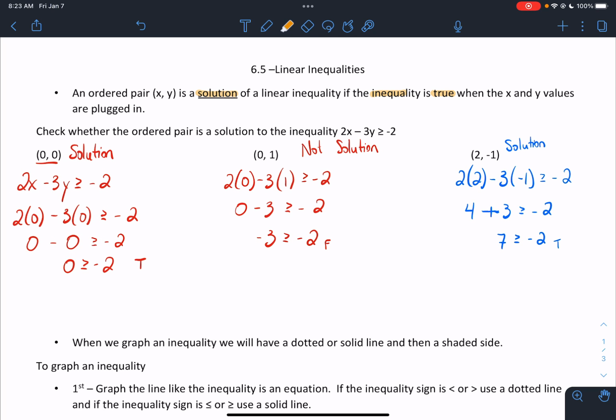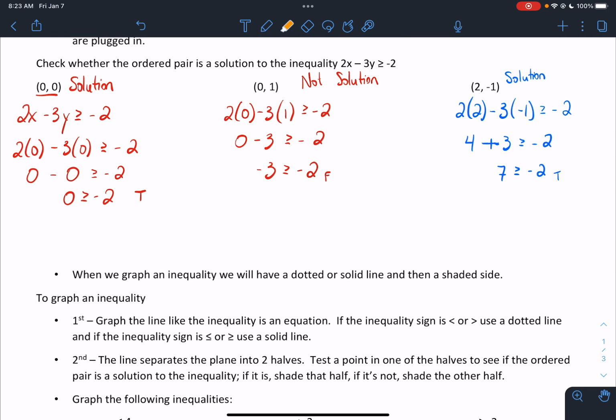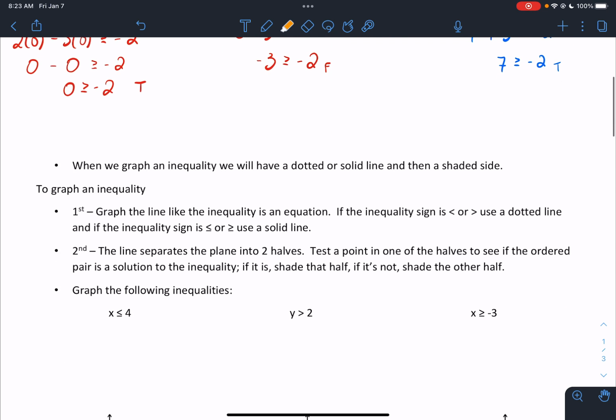And so where we're going to spend most of our time today is we're going to graph inequalities. So when we graph an inequality, we're going to have a dotted or a solid line and then a shaded side. A dotted line is going to be where points on my line are not included as a solution. And then a solid line ends up being all my points on my line are included. And then the side that I shade ends up being numbers that make my inequality true.